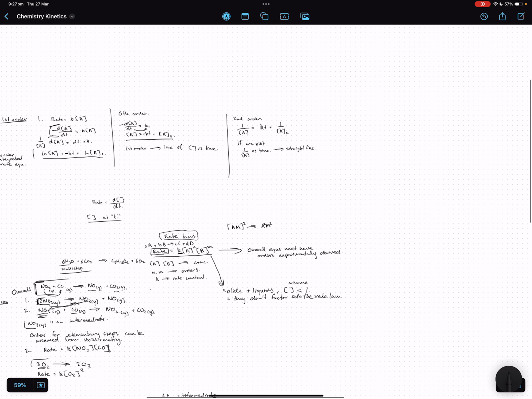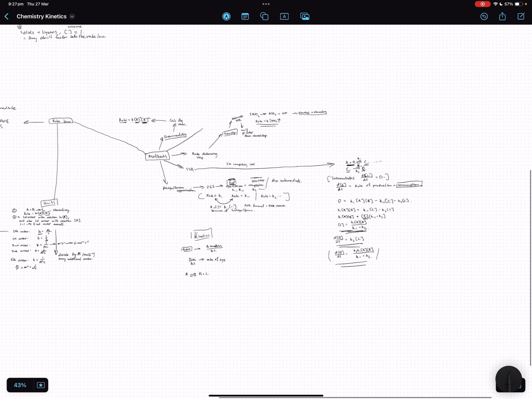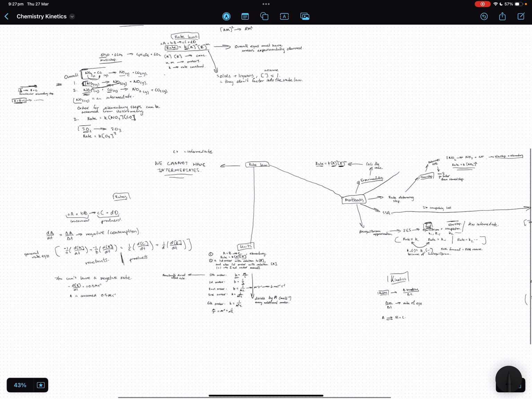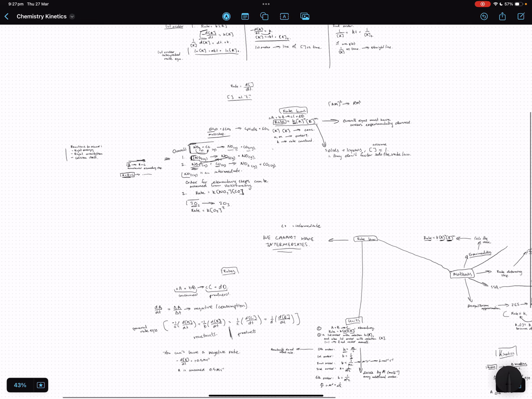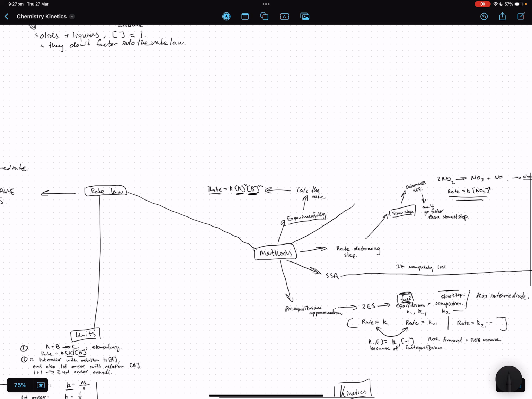So that's about everything in kinetics. I'm not sure if there's anything else I should really talk about. These are the main things, and most of the questions can be asked on these.